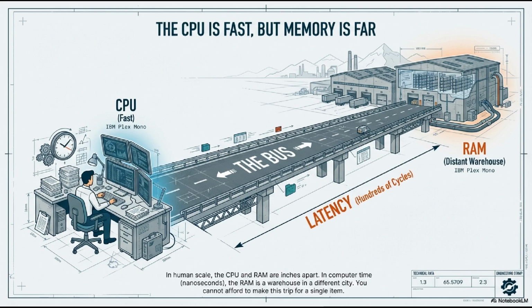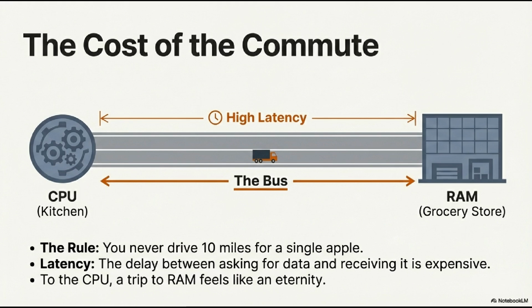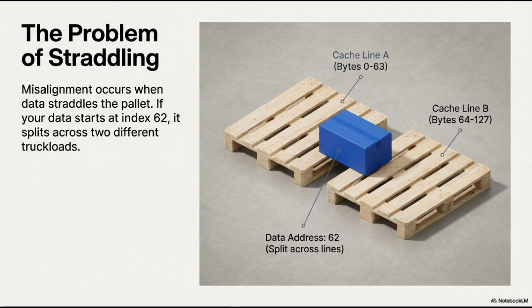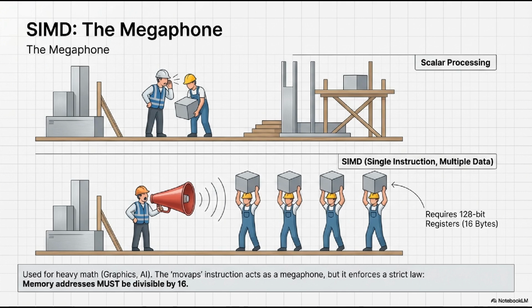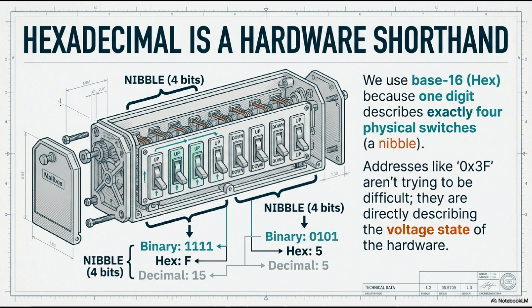Straddle, that's an interesting word. It means standing with one leg on one side of something and the other leg on the other side, like standing over a puddle of water. That is a perfect visualization, because you have to remember these chunks of 64 bytes are fixed. They are absolute. The hardware always grabs 0 to 63. Then the next chunk is 64 to 127. The lines are painted on the floor of the warehouse. You cannot move the lines. The grid is permanent.